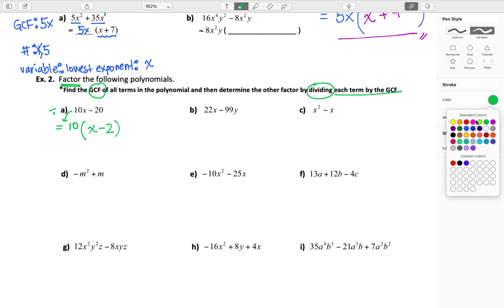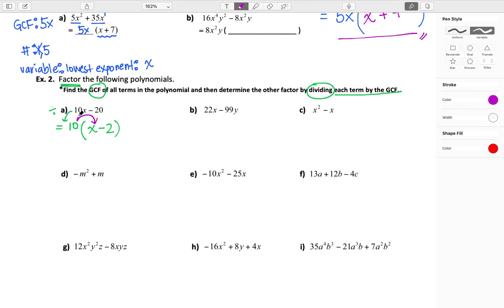Okay. If I want to double check, what you could do is use the distributive property, the opposite of factoring, which is expand. If I were to expand this, you get 10x minus 20, which is the question that you just started with. So that means you did the factoring correctly.